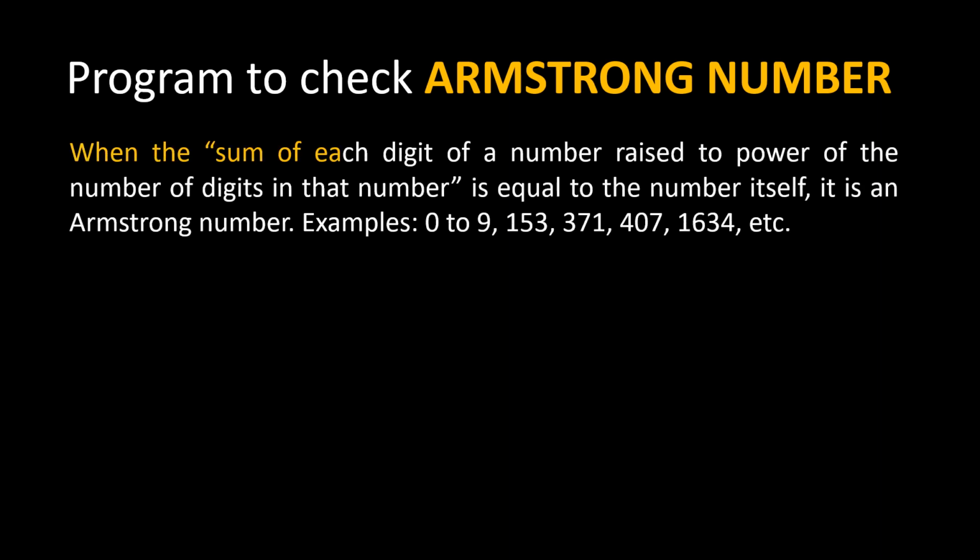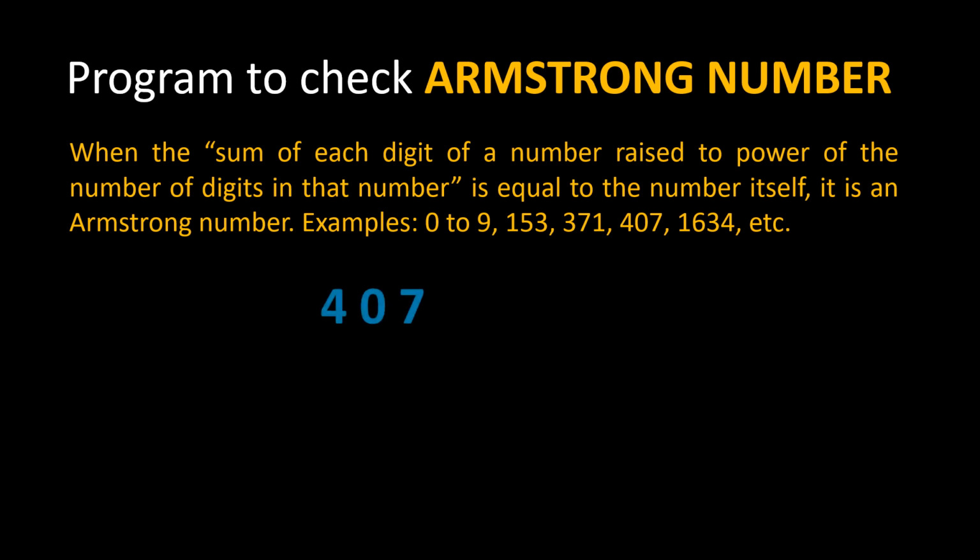In this program, we will write C++ code to check for an Armstrong number. So, what is an Armstrong number? When the sum of each digit of a number raised to the power of the number of digits in that number is equal to the number itself, it is an Armstrong number. Examples are 0 to 9, 153, 371, 407, 1634, etc.